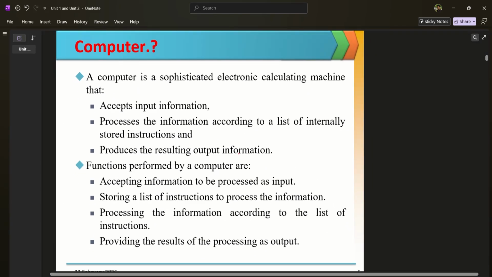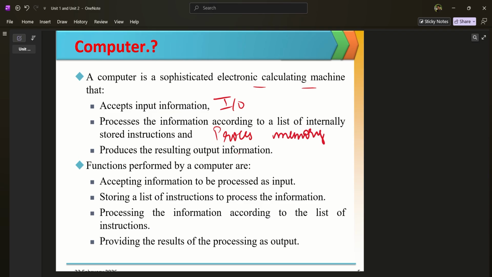And just a normal definition. What is a computer? A computer is a sophisticated electronic calculating machine that accepts input. Basically, what we saw in the last slide: input, process, and memory comes in here, and then it produces the resulting output information. Technically, this should be input, and this should be output.